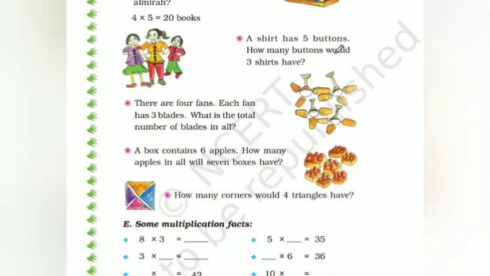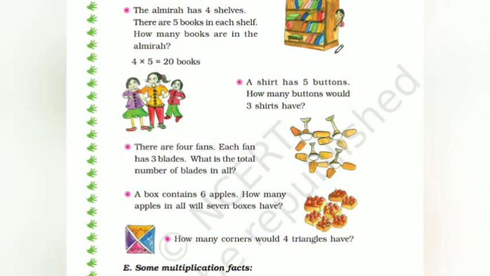Okay. Then next, how many in all? The almara has 4 shelves. There are 5 books in each row. Now how many shelves does the almara have? There are 4 shelves, right? 5 books in each shelf. How many books are there in the almara? So 4 shelves are there. Each shelf how many? 5. So 4 times 5 it is 20.